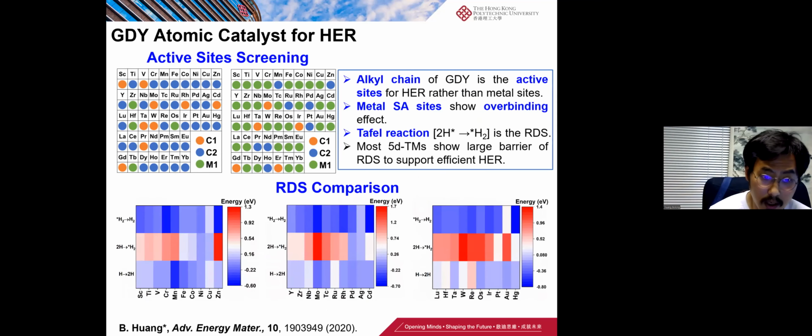The active sites of a single atom catalyst system are usually considered to be the metal sites. However, through the atomic resolution of the active sites, we have supplied different possibilities. For the HER process, the alkyne chain in the GDY is the real active site or real active region, rather than the atomically dispersed metal sites. It is found that most metal sites may cause the overbinding effect of the proton and lower HER performance. Meanwhile, we have also determined that the rate determining step of the HER for GDY-SAC is the Tafel reaction. Due to the large barrier of the RDS, most 5D metals cannot realize an efficient SAC for the HER process.